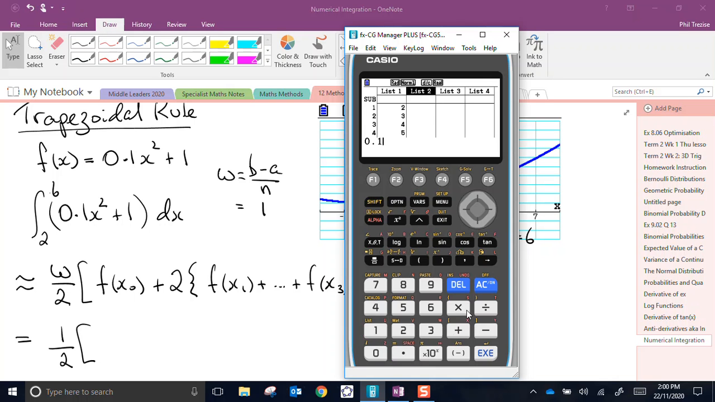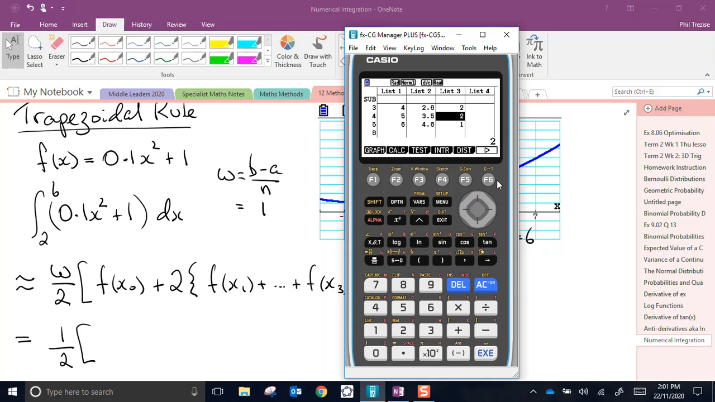0.1 multiplied by, now I'll use brackets, list 1, which is where the x values are, squared, plus 1. And that calculates all the values for me. Those are the values that would go into the formula. I can do a bit more. The first x value is multiplied by 1. The intermediate x values are multiplied by 2, and that last one, where x equals 6, is multiplied by 1.